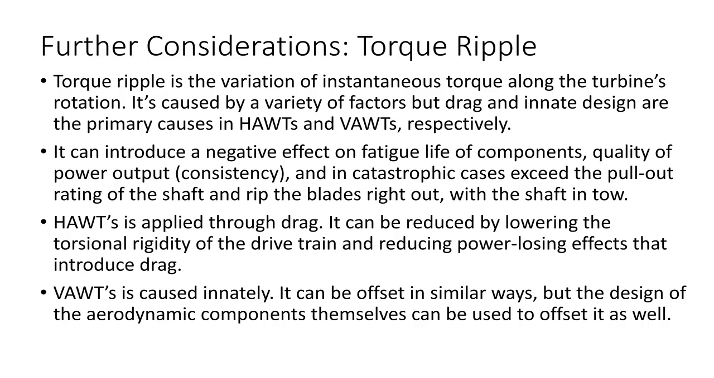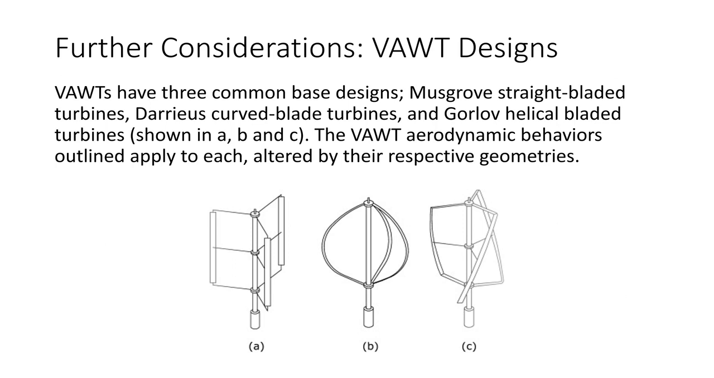Torque ripple is a phenomenon that occurs when there's variation of instantaneous torque along the rotation of a turbine. It's caused by a variety of things, but in horizontal axis wind turbines, it's mostly drag, and in vertical axis wind turbines it's mostly the intrinsic variation of the angle of attack. There are a few common base designs of vertical axis wind turbines, and they each have aerodynamic advantages and disadvantages. Those three are shown below as A, B, and C, the Musgrove, Darrieus, and Gorlov turbines.